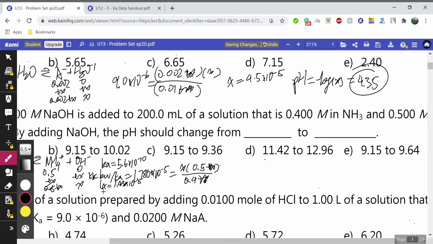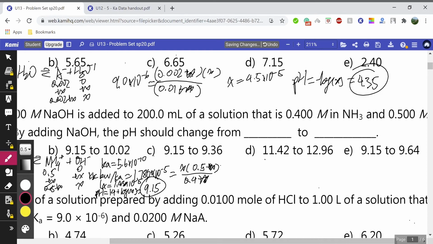So in order to find the pH, we're going to be using the equation pH is equal to 14 plus the log of x, which will be 14 plus the log of that, which will be 9.1549.